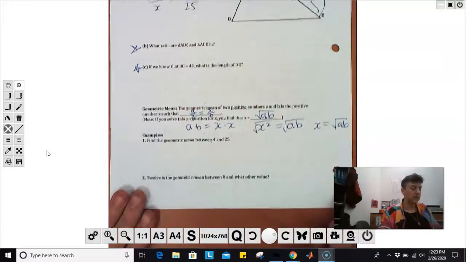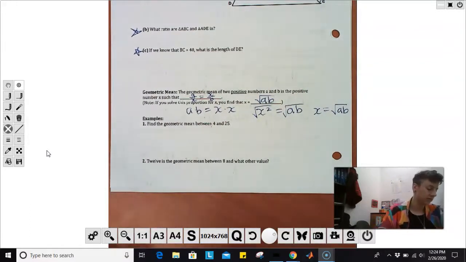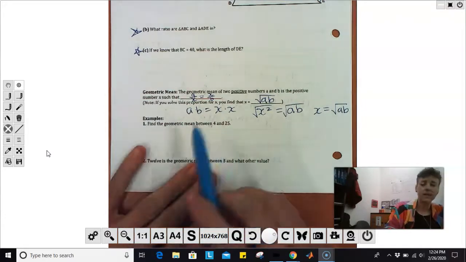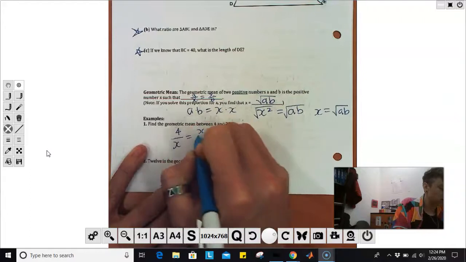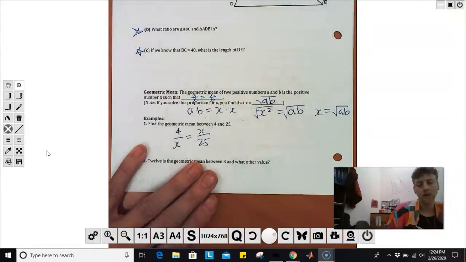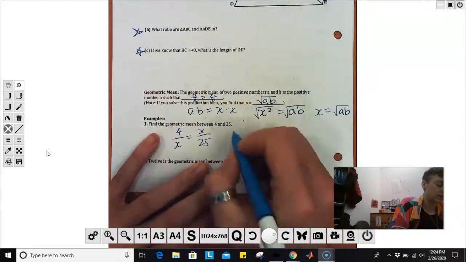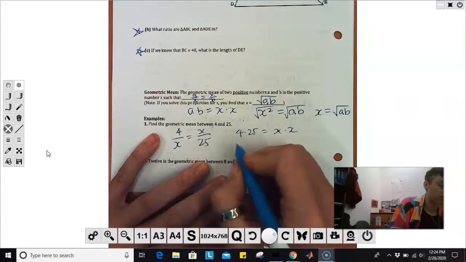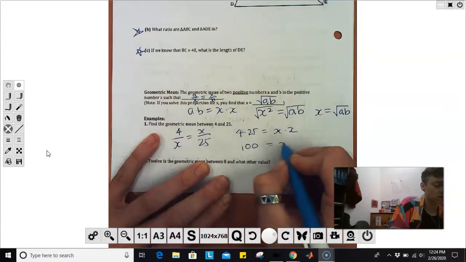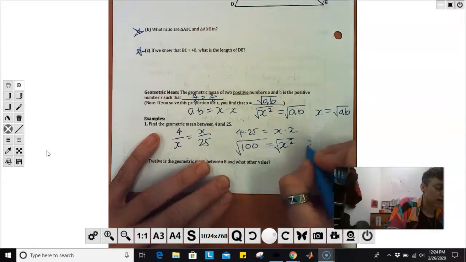All right, some examples here. Find the geometric mean between 4 and 25. Okay, so we're finding that x value. Setting it up like 4 over x equals x over 25. Cross product action: 4 times 25 equals x times x. 4 times 25, of course, is 100. x times x is, of course, x squared. And then we take the square root. So x equals 10.